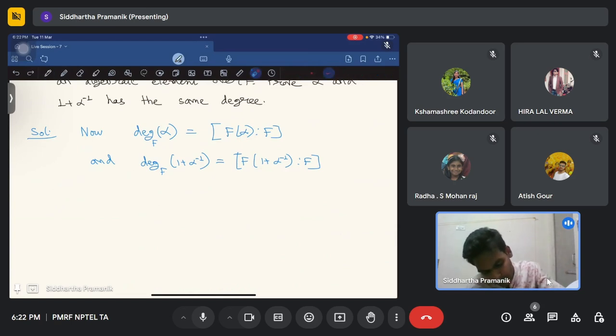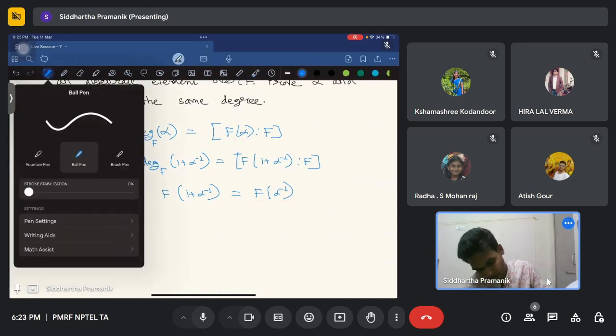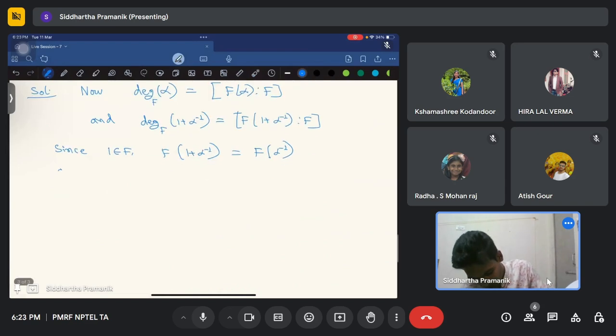Now 1 is an element of the field F, right? So it will get absorbed. Since 1 belongs to F, F(1 plus alpha inverse) is equal to F(alpha inverse). This is by the previous problem. So now we need to prove that F(alpha inverse) is basically the same as F(alpha). So our claim is F(alpha inverse) is equal to F(alpha).